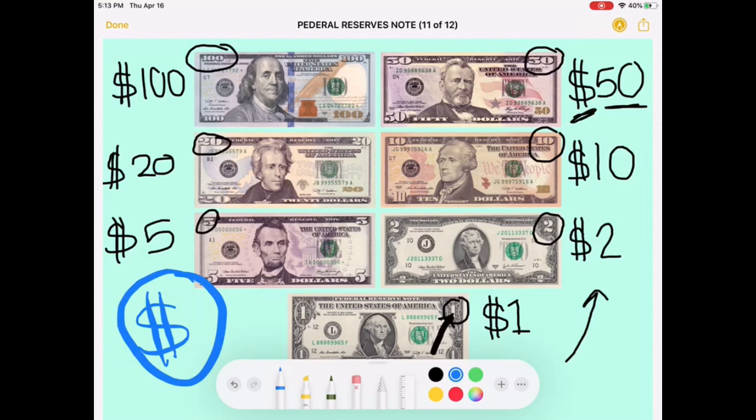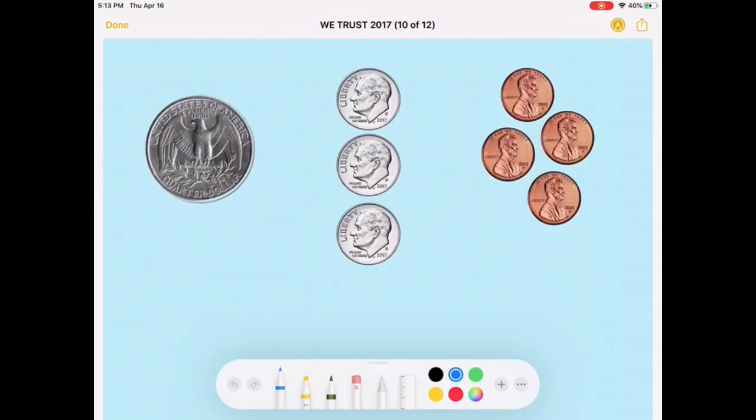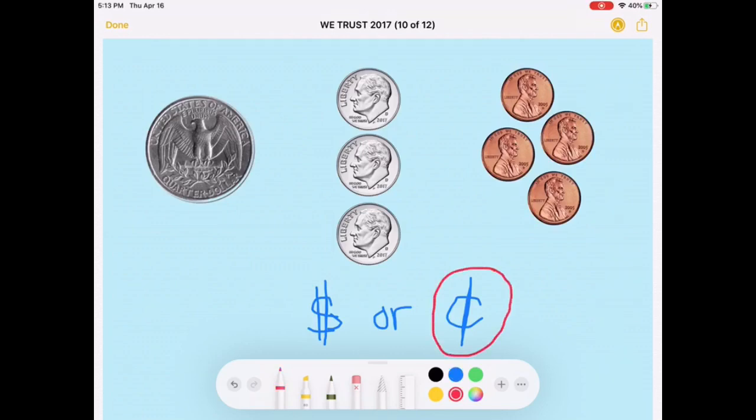Now let's look at some different values of money and see if we can write them. Let's look at these coins together. Now I want you to think, on this page, will we be using the dollar sign or the cent sign? I want you to think about it just for 2 seconds, dollar or cent. If you said the cent sign, you're totally right. Because we are using coins, we're going to use the cent sign.